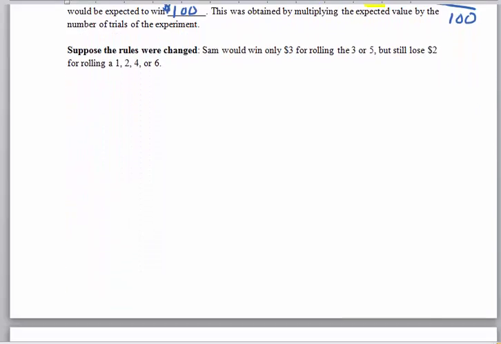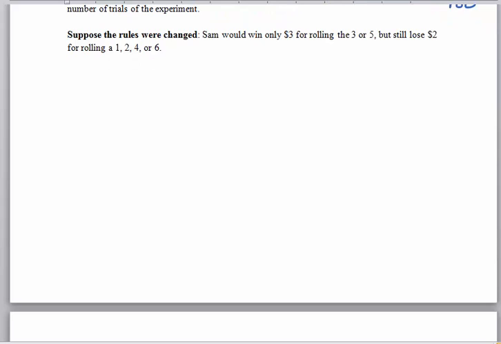All right. Now, if the rules were changed a bit, and he would win only $3 for rolling the 3 or 5, but still lose the $2 for rolling a 1, 2, 4, or 6, now how would the calculation change a bit? What would happen is the A1 value, right, which is the amount that he wins if he wins, changes to 3. Right, before it was 5, now it's 3. So the A1 value is 3. The A2 value, he still loses $2. So that would be -2.